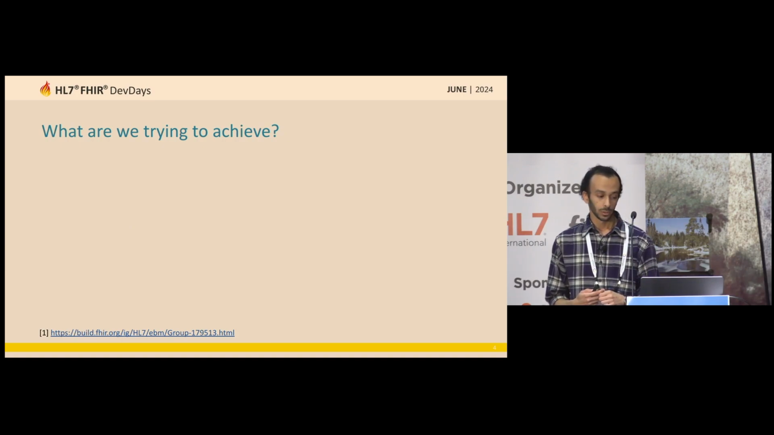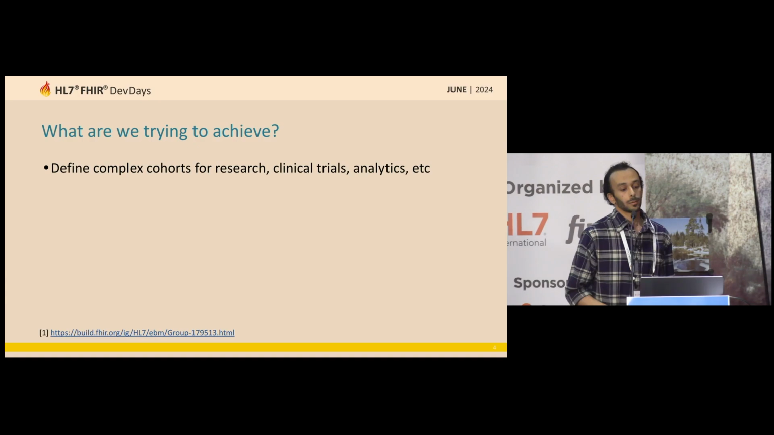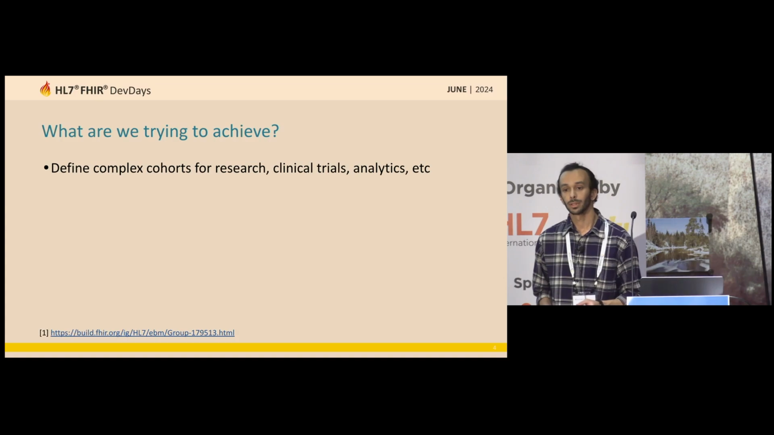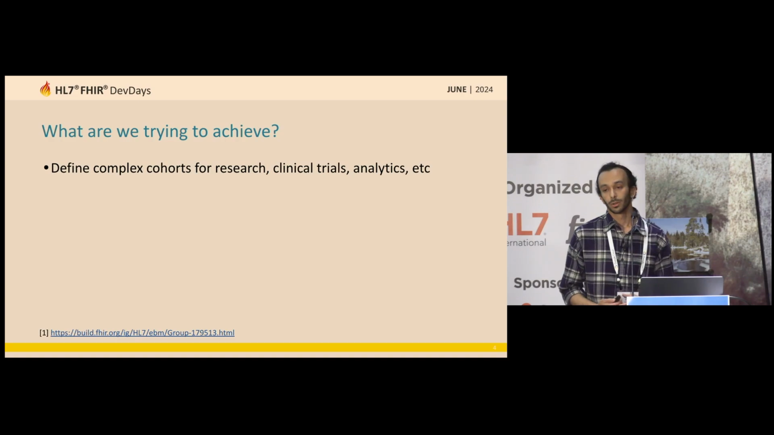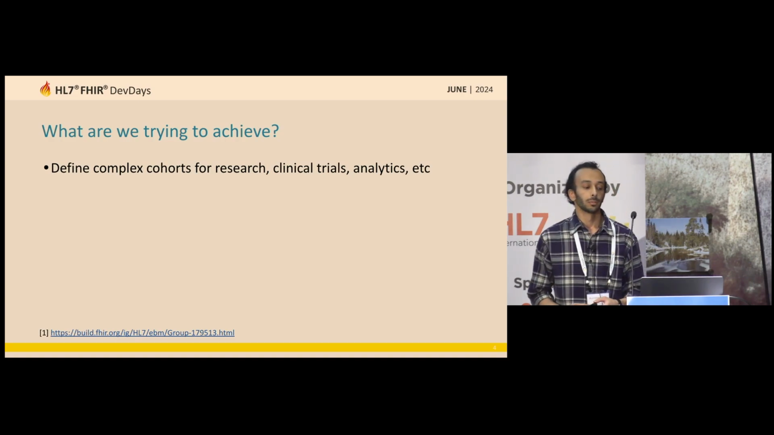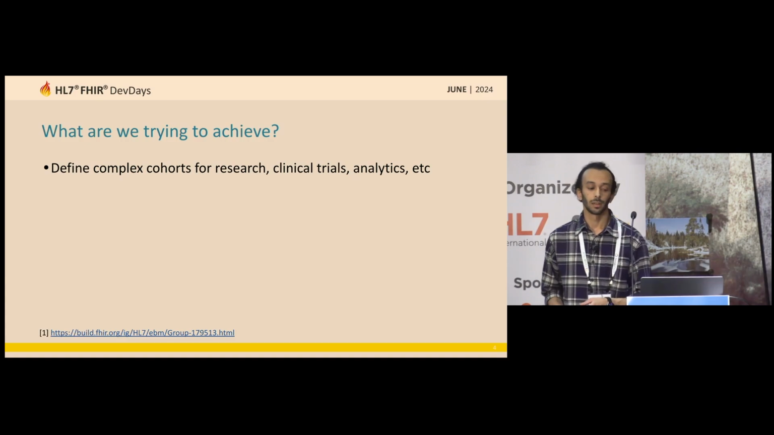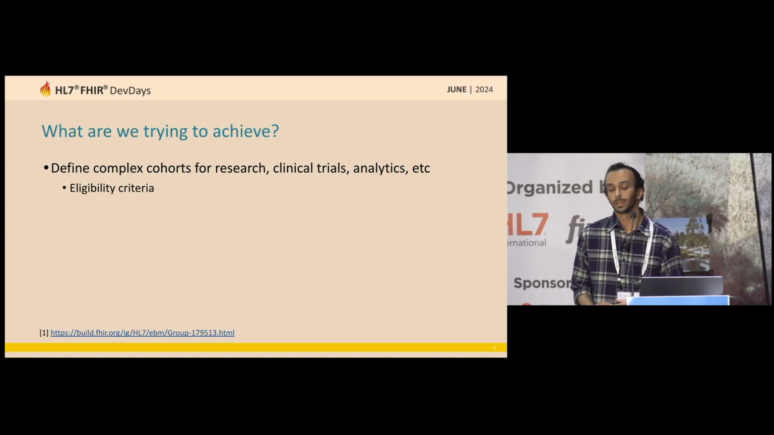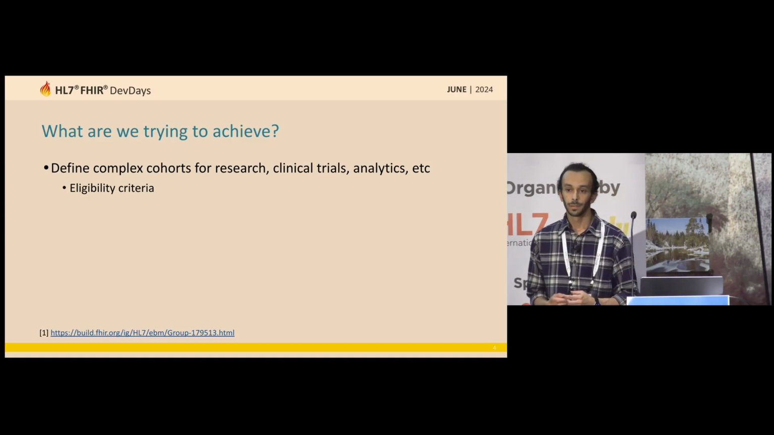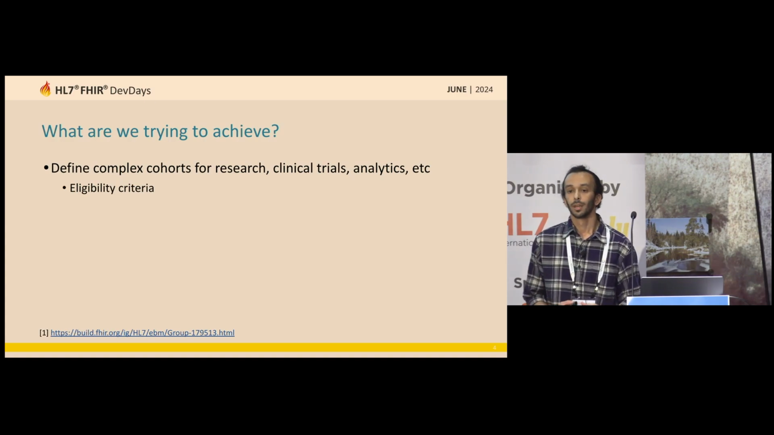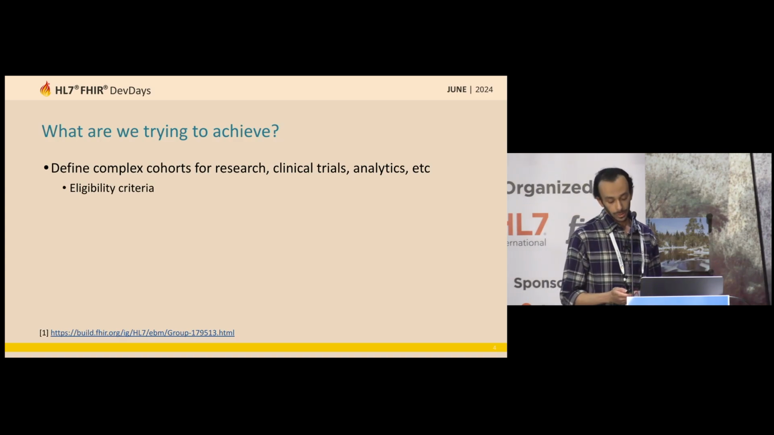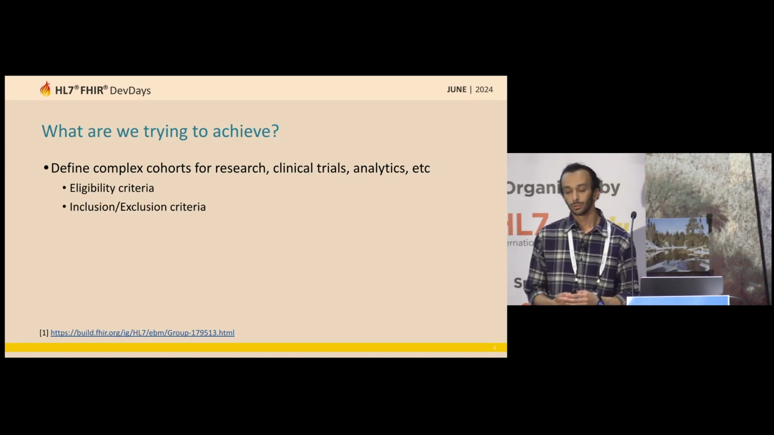So first, what are we trying to achieve here? We're trying to define complex cohorts. A cohort is basically a group of FHIR resources that meet specific criteria. So you may need to define a cohort for different use cases. This can be for research, analysis, clinical trials, and others. A cohort can be defined in terms of eligibility criteria. So say, for example, you're interested in patients between a specific age range. A cohort can also be defined in terms of inclusion and exclusion criteria.